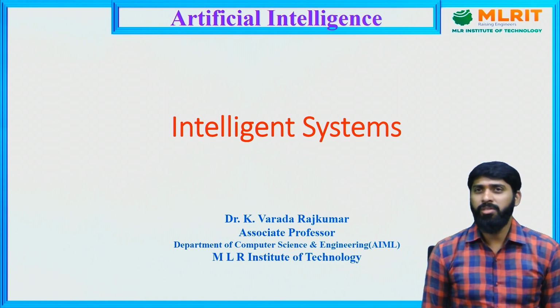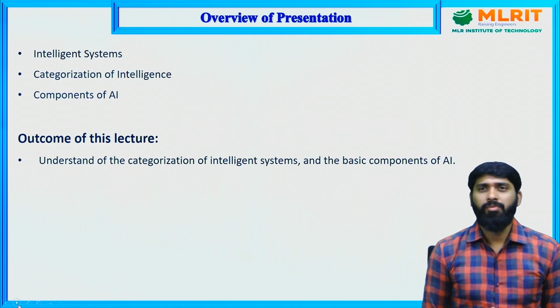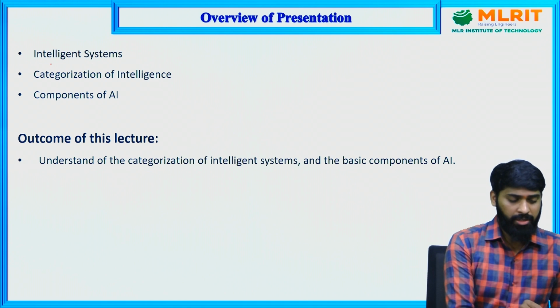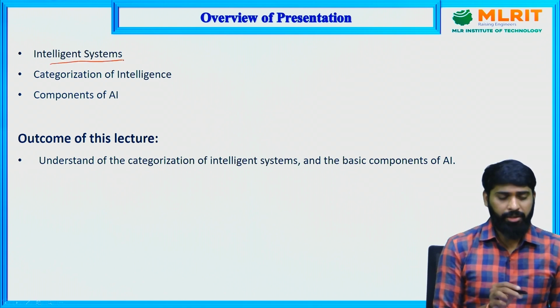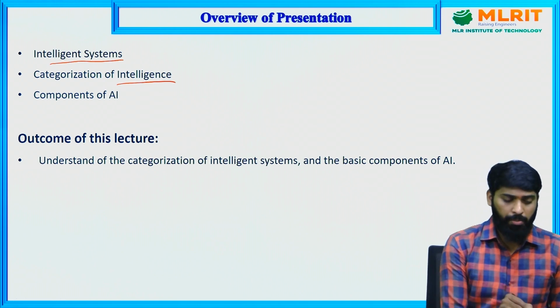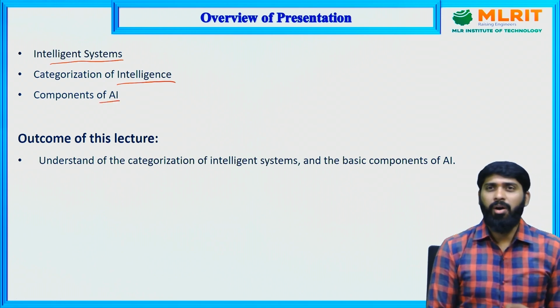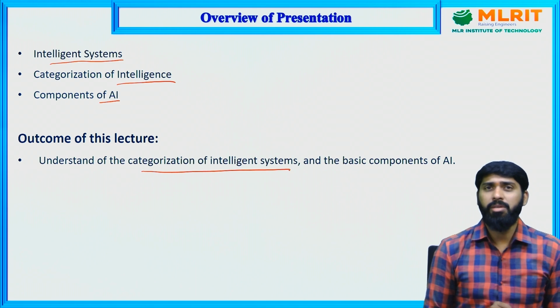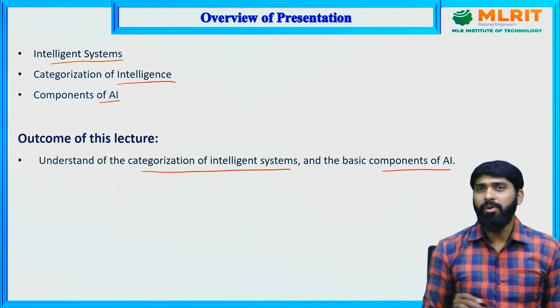In our previous two classes, we discussed Introduction to Artificial Intelligence and History. In this session, we will learn about Intelligent Systems. So, overview of the session. In this session, we see about Intelligent Systems and categorization of intelligence, and finally we discuss the components of AI. Outcome of this lecture: at the end of this lecture you will understand the categorization of intelligent systems and the basic components of AI.